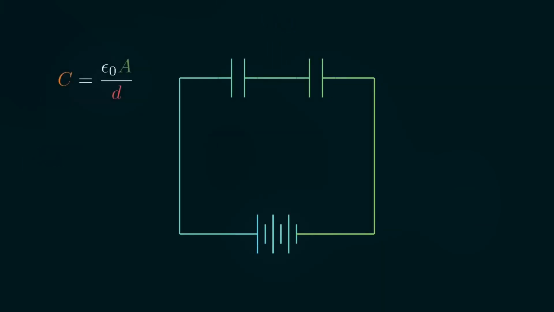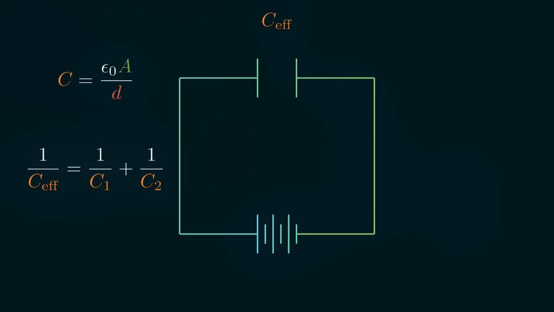Now if they're in series, we're effectively increasing the plate-to-plate distance. Since distance is proportional to 1 over C, we add the inverses of the capacitances and invert the whole result to get the effective capacitance. So in practice, it's the opposite of resistors. If they're in series, you add their inverses, and if they're in parallel, you just add them up.